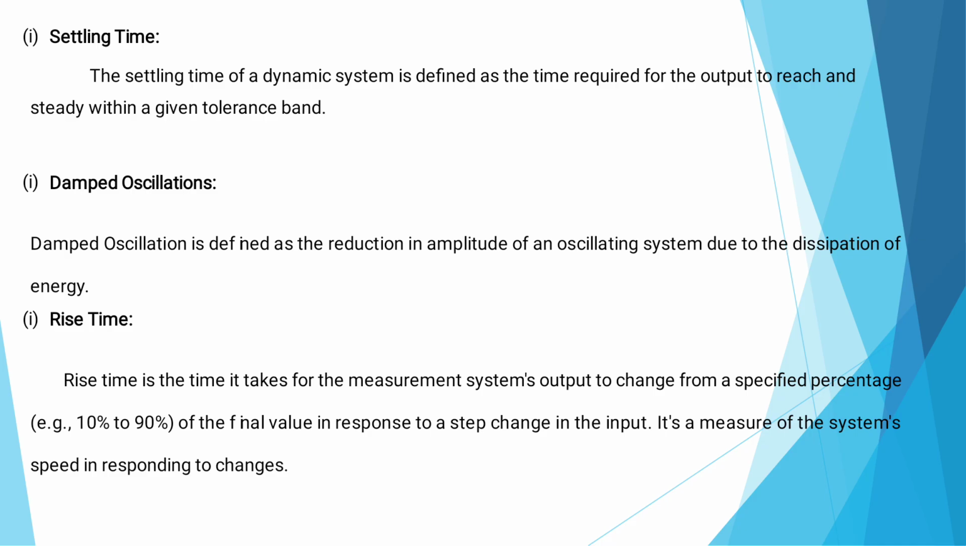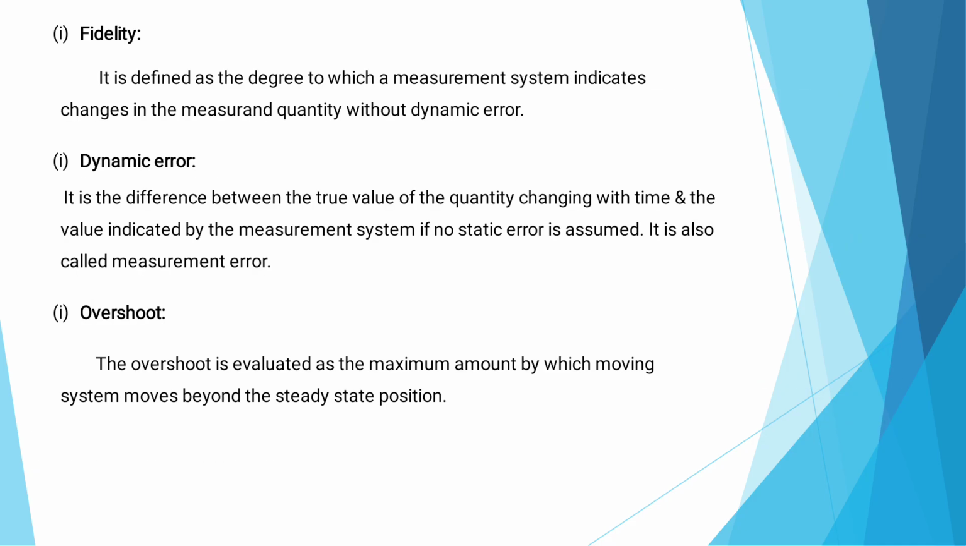And dynamic error. Dynamic error is the difference between the true value of the changing quantity and the value indicated by the measurement system. This error occurs because the sensor cannot respond instantly to rapid input changes. We call that measurement error. Dynamic error affects the accuracy of the biomedical instrument, especially during fast changing physiological conditions. So reducing the dynamic error is important for obtaining reliable measurements.